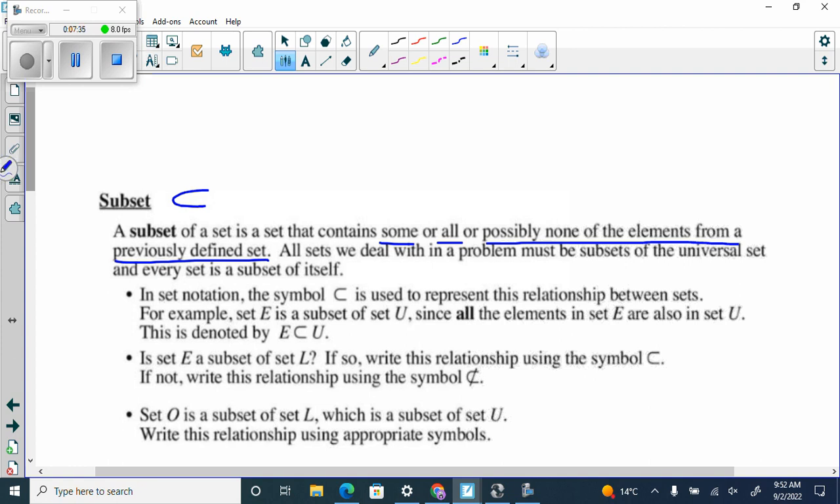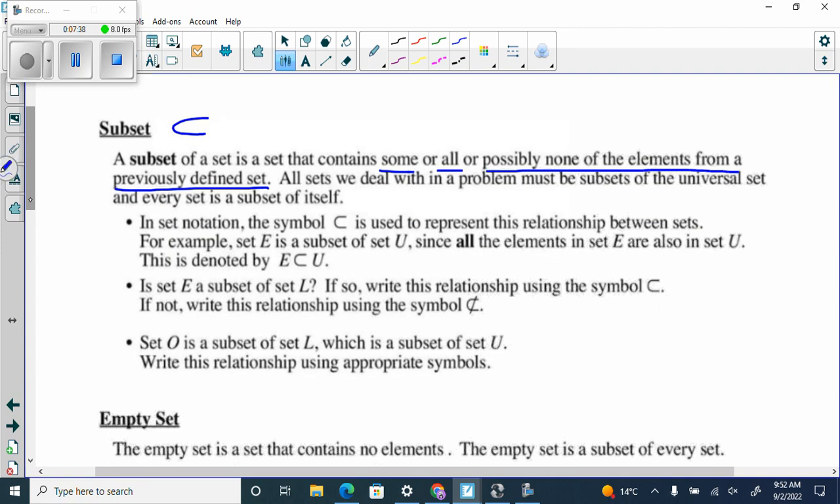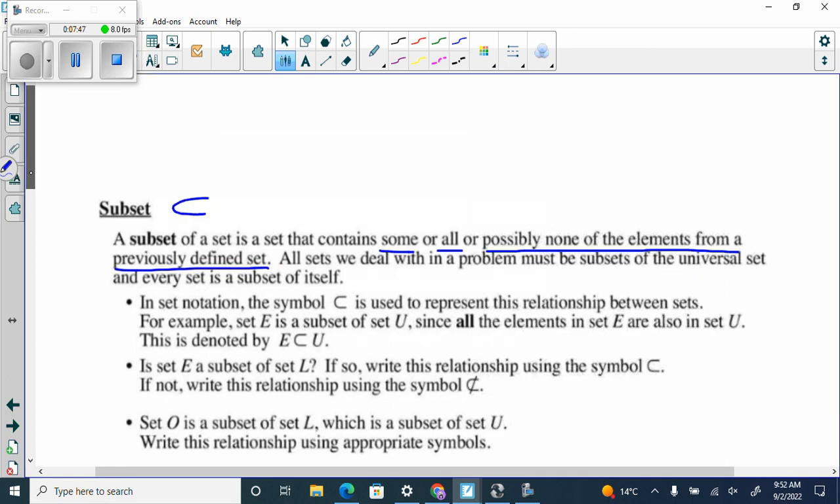So here it says, let's go to this. In set notation, the symbol, that sideways C, is used to represent the relationship between sets. So for example, set E is a subset of U. So let's go back and say what they are. So U, you don't have to write this, I'm just showing you. U was the numbers 0, 1, 2, 3, 4, 5, 6, 7, 8, 9. You're just going to pay attention because I got to get you to understand what the heck a subset is, okay? So we're saying that E is a subset of U.